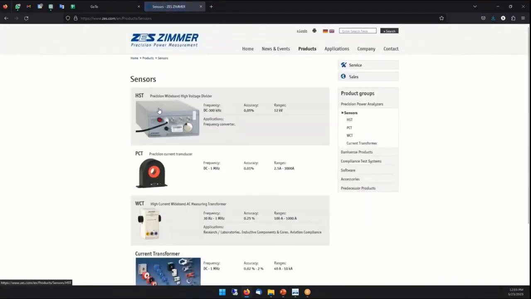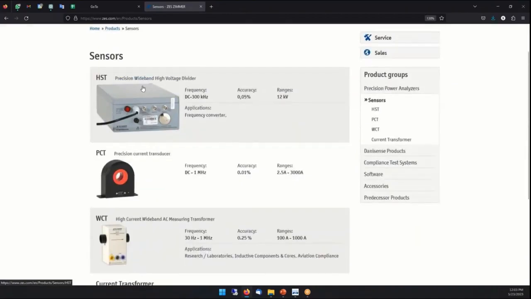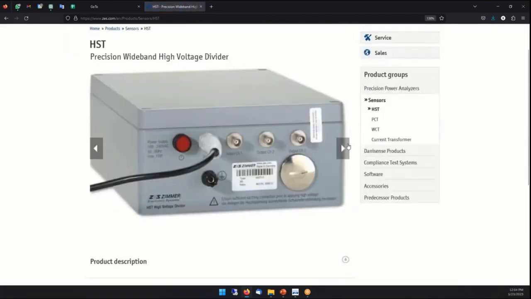If you see that, yes, I will zoom out a little bit. So this HST is a precision wideband high voltage divider. So this is the device. It's not a probe, something that you hold with your hand and measure something. It is a tabletop unit or a rack unit. This is how it looks like.